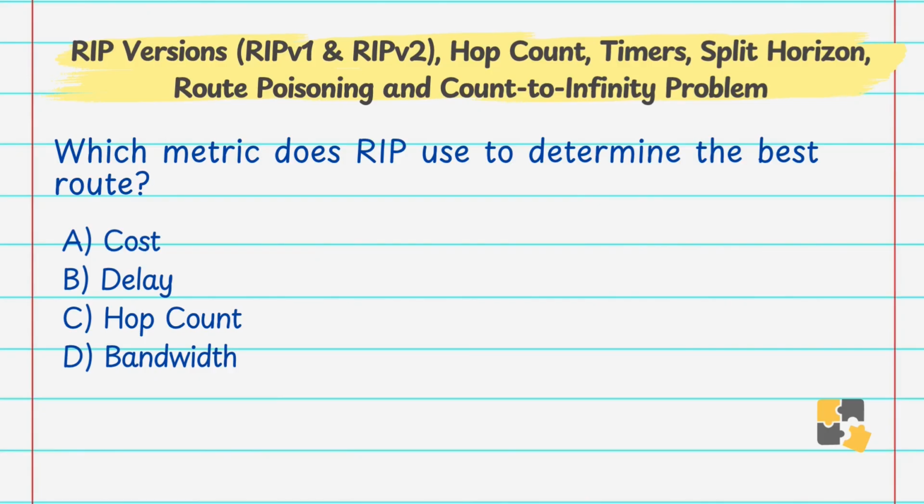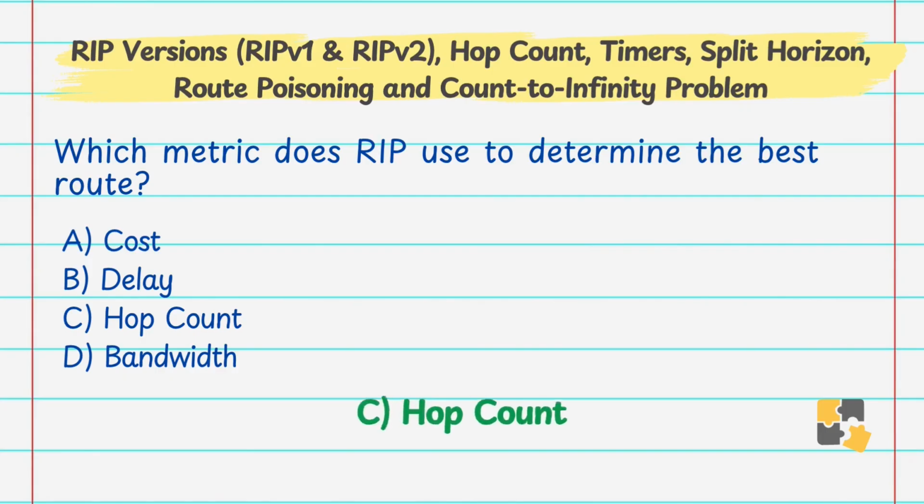Which metric does RIP use to determine the best route? A. Cost, B. Delay, C. Hop count, D. Bandwidth. Answer is C. Hop count. RIP selects the route with the fewest number of routers, that is the hops between the source and the destination. That's why our answer is C.